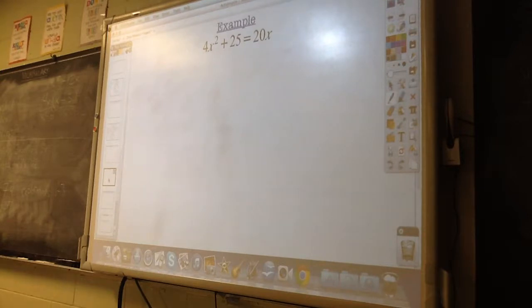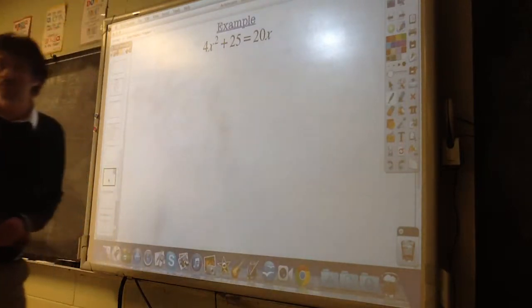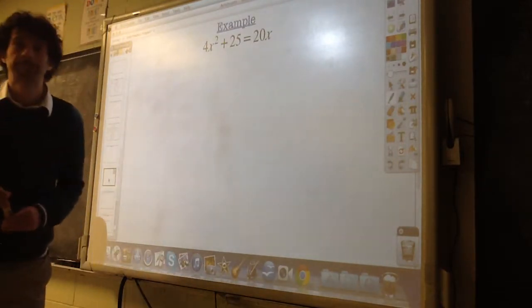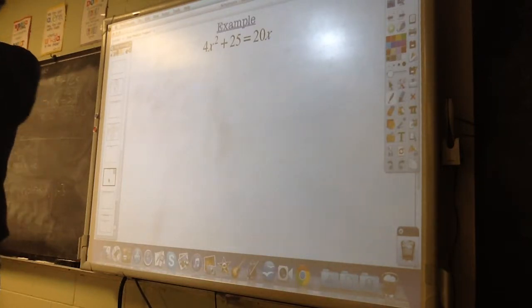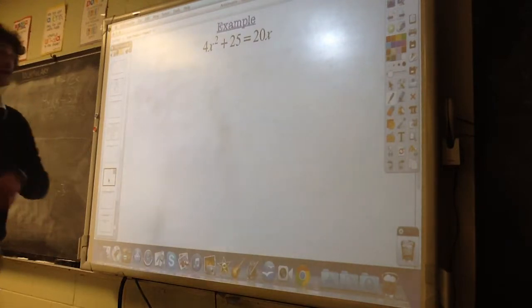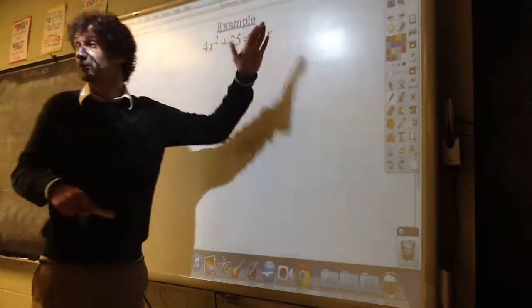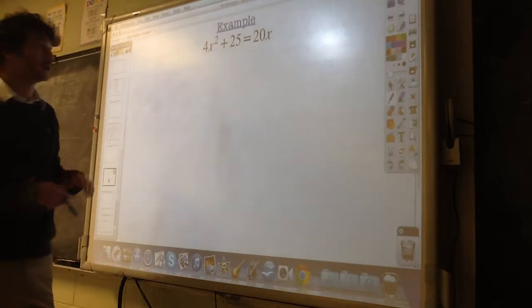Is this what's on the homework? Yeah, we've done everything that's on the homework. Alright, what do I need to do first? The first thing? Subtract 28. Good. I need it to be equal to 0. Before I can do anything else, it's got to be equal to 0.